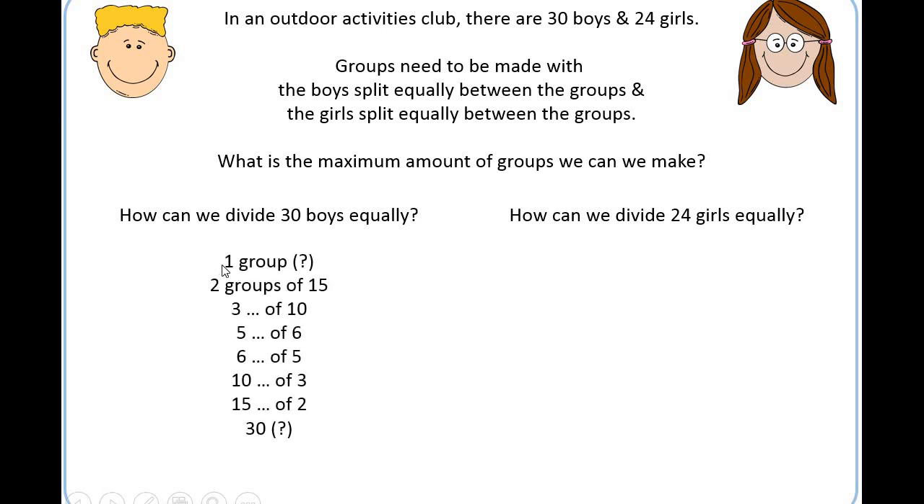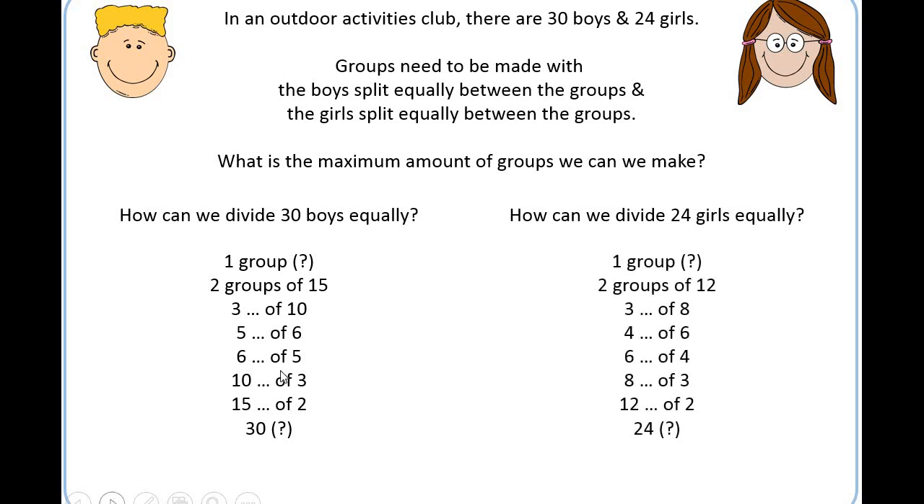So you could have one big group of 30, but of course I haven't really split them up at all. 2 groups of 15, 3 groups of 10, 5 groups of 6, 6 groups of 5. Hopefully you've spotted these are all factors of 30, aren't they? 10 groups of 3, 15 groups of 2. Or I could have 30 groups of 1, but I suppose you'd argue they're not really groups, they're on their own. Let's look at how the girls can be split up.